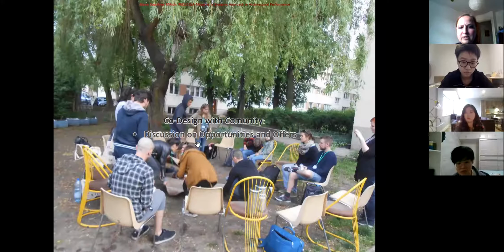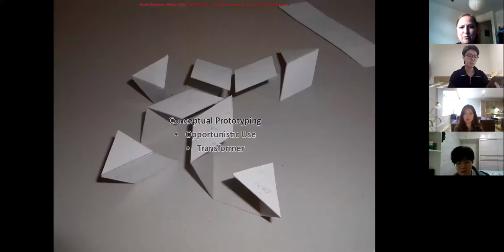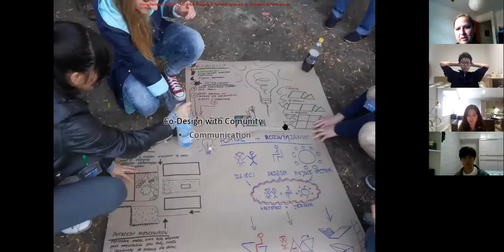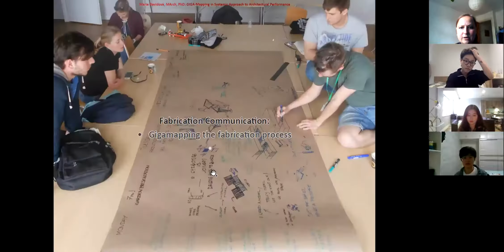What are the opportunities and offers, and we generated some design that would offer opportunistic use, that people can use with different opportunities. This was the proposal. Folded origami, which you can put into one hexagonal table with chairs. You can use it also separately, and you can unfold it. So that would be the presentation to the community, discussing improvements and so on.